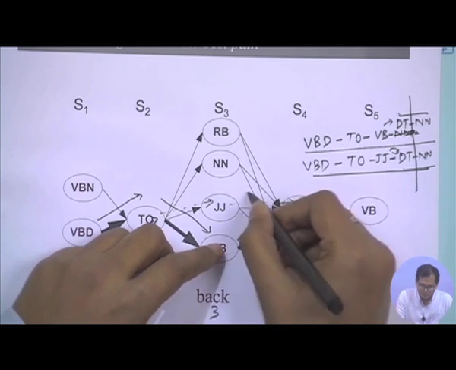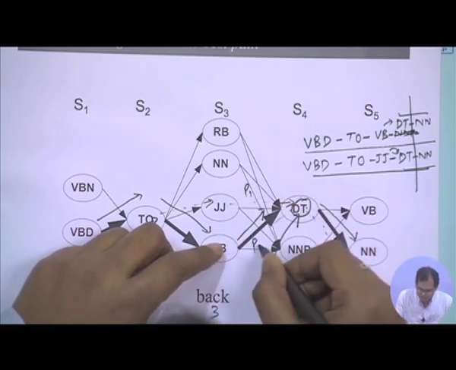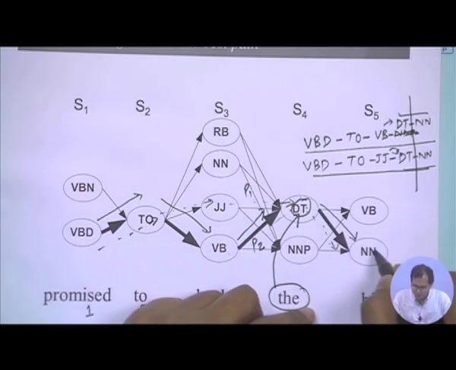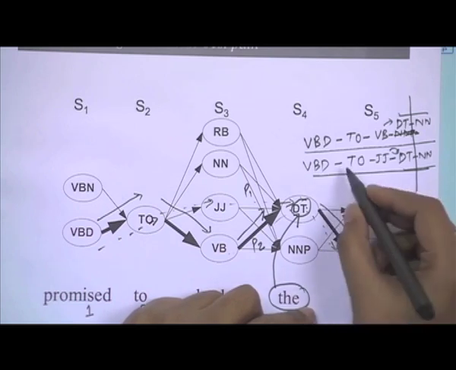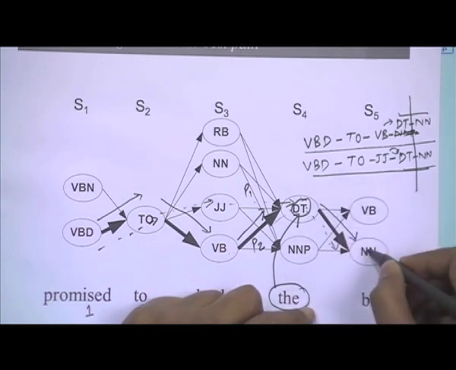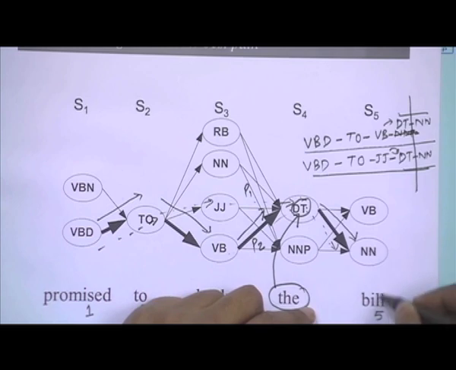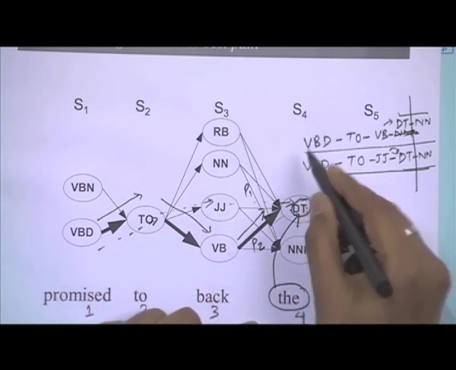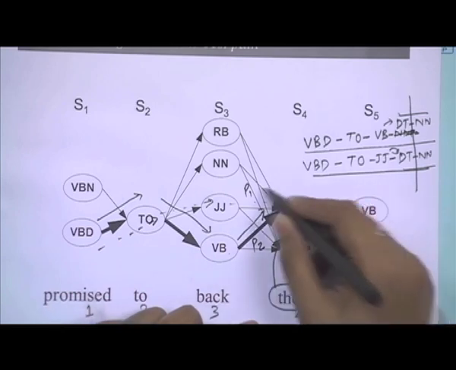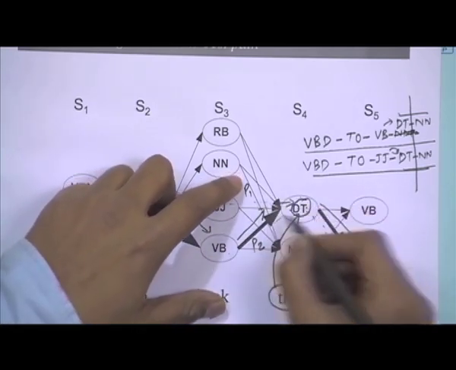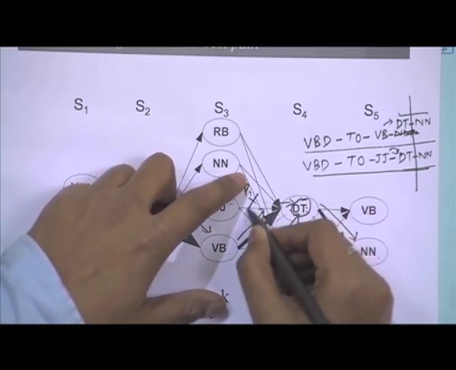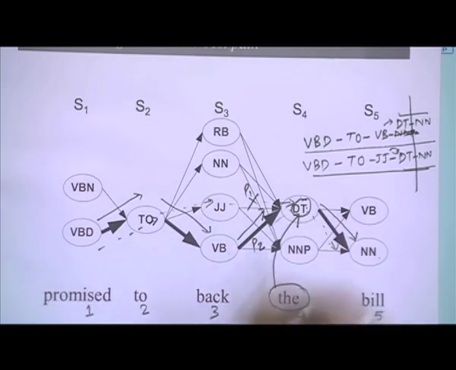Because if this probability is P1 and this is P2, the next probability will be shared. It will be times the probability of NN given DT and the probability of bill given NN. That will be shared across the two paths. So if I know at this point P2 is higher than P1, I can forget this path for going via DT. And this is the idea.